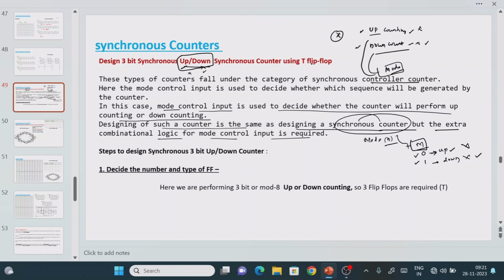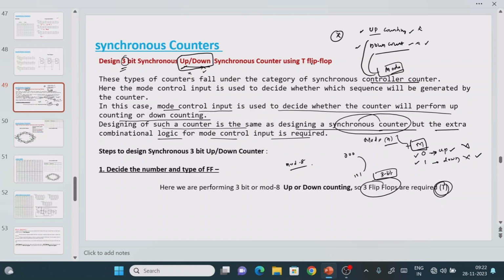Now we'll try to design the 3-bit counter. 3-bit means it will perform 8 states, nothing but MOD-8, starting from 000 to 111. To represent that, how many flip-flops are required? As we know, we require 3 flip-flops, because each flip-flop can store 1 bit of information. If you want to store 3 bits of information, we require 3 flip-flops. Which flip-flop do we require? We require T flip-flops.